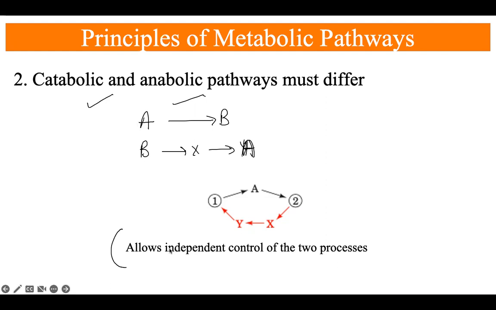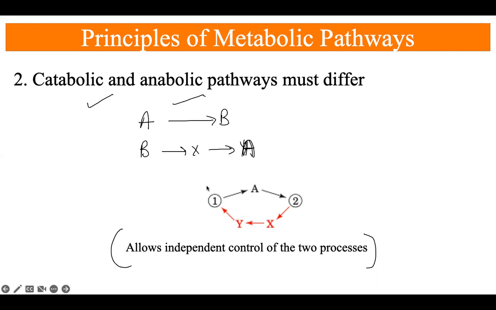And why is it so? So that there is an independent control of the two processes. The catabolic and the anabolic processes of one compound should have different, independent control. Both the pathways should not be interfering with each other. This is to ensure that all the molecules in the cell are being formed and degraded at different rates according to the need of the cell.